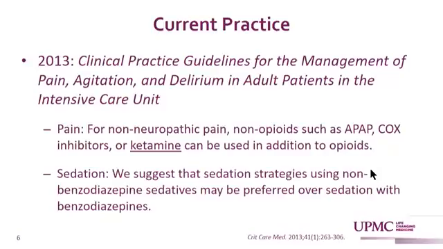The PAD guideline, which was published in 2013, briefly states that ketamine is a non-opioid option for non-neuropathic pain. And for sedation, they mention that they prefer a benzodiazepine-sparing strategy, but do not mention ketamine. Even though we are still lacking data on ketamine for ICU sedation, this agent continues to be used in the ICU. So more data on dosing regimen, adverse effect profile, and clinical monitoring parameters in critically ill patients are warranted to help us use this drug more appropriately.